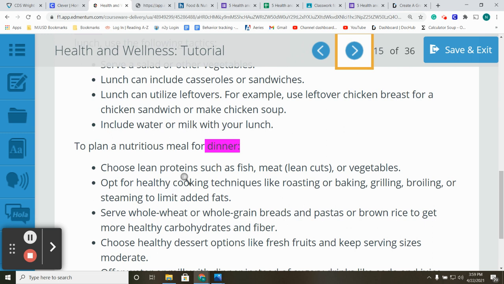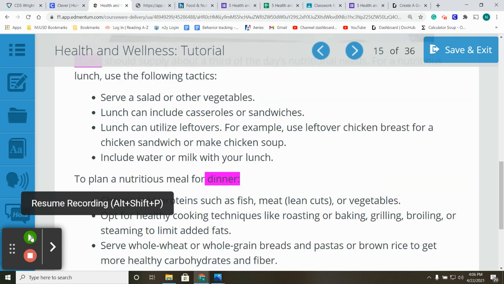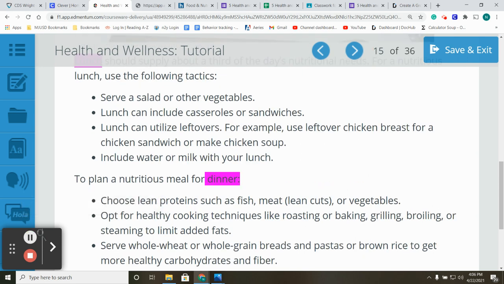To plan a nutritious meal for dinner, choose lean proteins such as fish, meat, lean cuts, or vegetables. Opt for healthy cooking techniques like roasting or baking, grilling, broiling, or steaming to limit added fats.